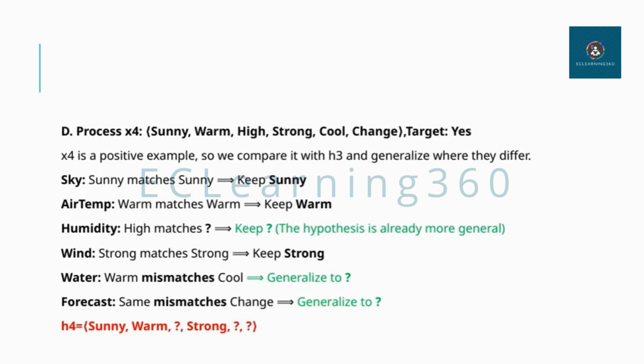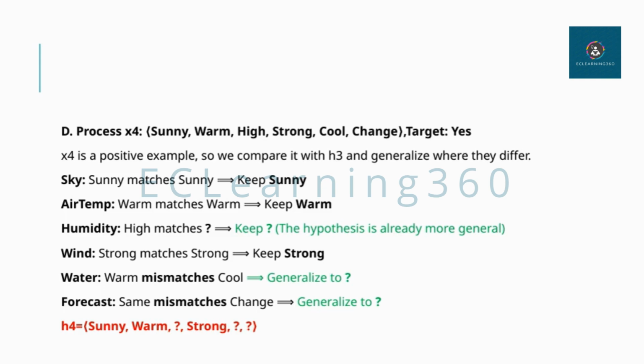Now let's walk through process X4, where we're working with the positive example sunny, warm, high, strong, cool, change, which is labeled as target, yes. Since this is a positive example, we compare it to our previous hypothesis, H3, and identify where they differ so we can generalize accordingly. Starting with the sky feature, both the example and H3 have sunny, so we keep sunny. For air temp, both are warm, so again, we keep warm. When looking at humidity, the example has high, but H3 had a question mark, indicating it was already more general there, so we keep the question mark.